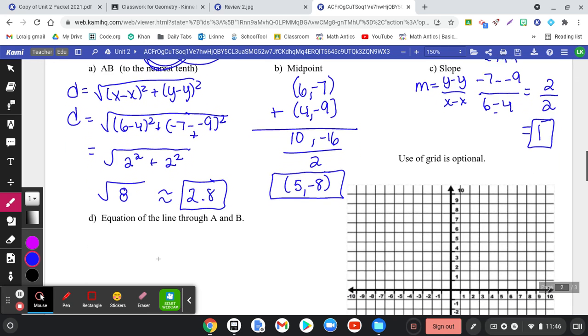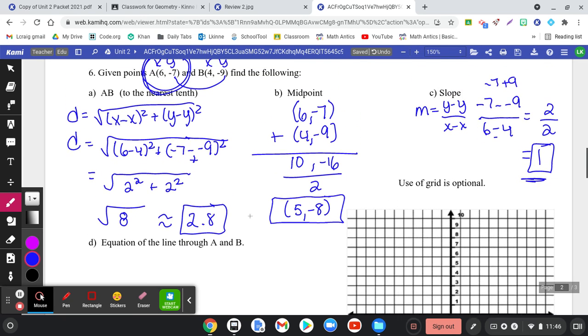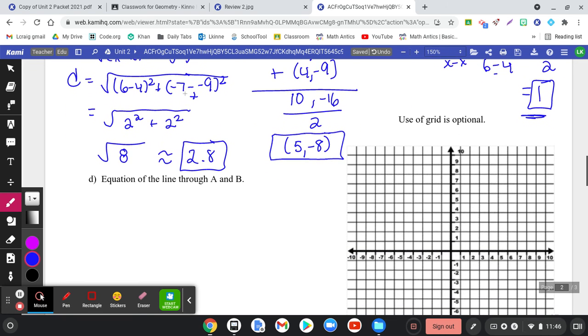All right. Equation of the line. Well, we've got our slope and we have the point. You can use either A or B. It doesn't matter. Why don't we go with 6, negative 7? You could even use the midpoint if you want. So since we have the point and we have our slope, which we just found to be 1, you can do y minus the y value in your point. So y minus negative 7 becomes y plus 7 equals our slope times x minus the x value in our point, 6.